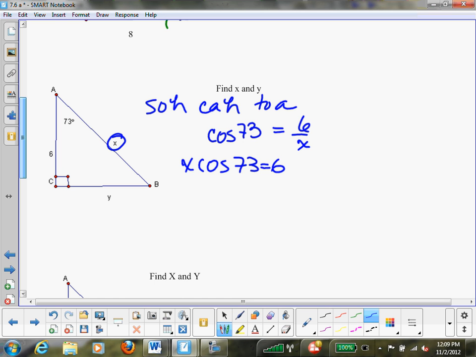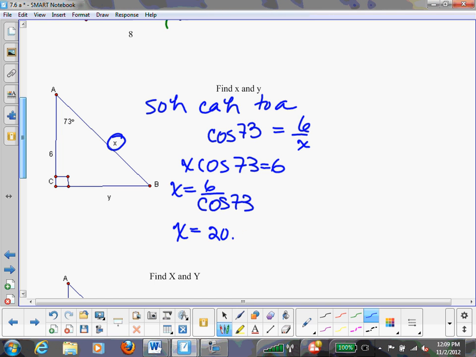Isabel? x is equal to 6 divided by the cosine of 73. And when we plug that into our calculator, let's round to the nearest tenth. 20.5. Okay.